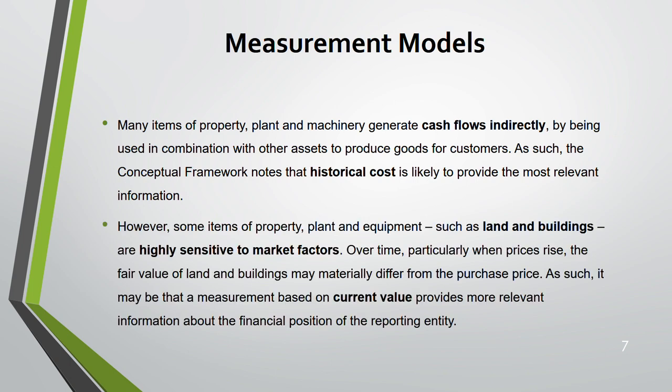Second, there are some assets, let's say land and building. What is one characteristic of land and building? If you see, they are highly sensitive to market factors. Anything happens to the market, you always see the price of the building keeps going up, down, up, down. Land also, up, down, very volatile. Changes are very drastic there. Why? Because this type of asset is highly sensitive to market factors. So you see, over the years, prices keep rising, whether it's land or building.